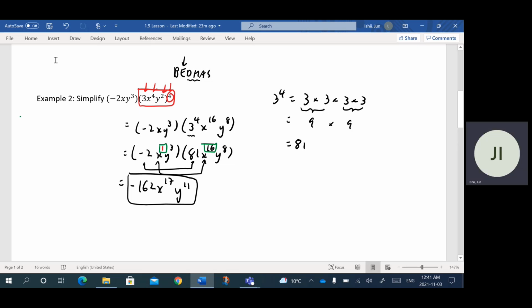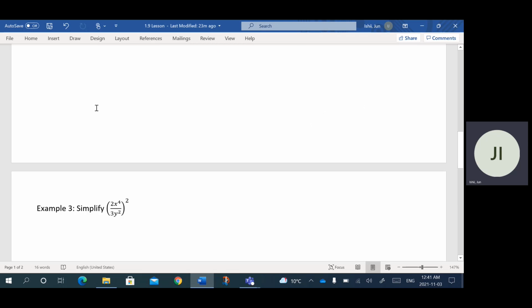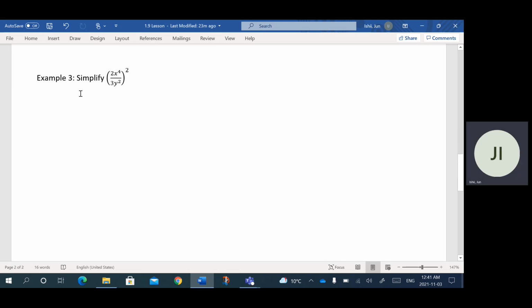Cool. So hopefully that makes sense. I think I got one more example here. So this time we have kind of a fraction, right? Monomial on top of monomial. First thing I'm going to do here, similar to that first example, is just write it out.